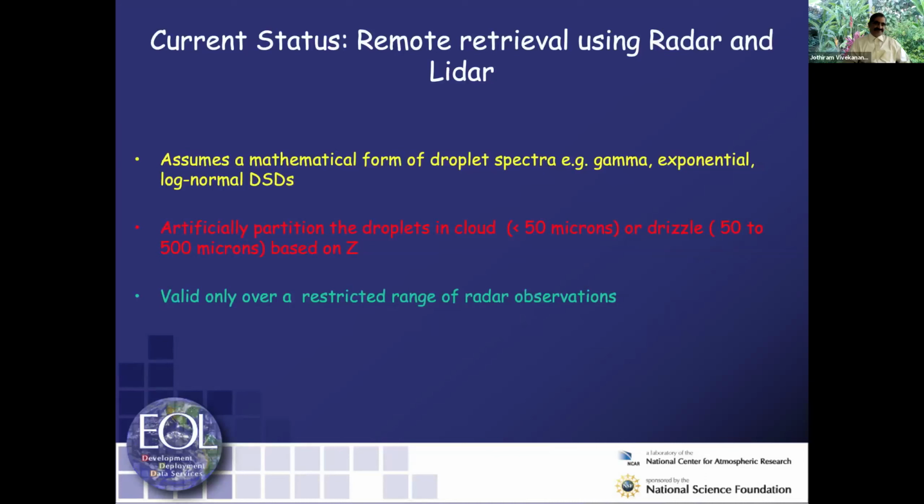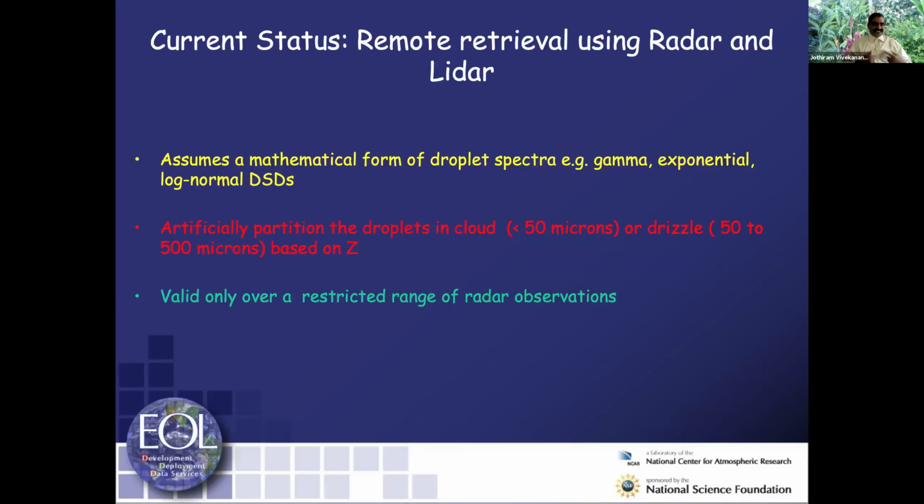In summary, if you look at the current literature, it assumes a mathematical form for the droplet spectra, the gamma or exponential, like that. With that, they build the models. Then artificially, they have to partition the droplets in the cloud, at 50 micron or greater than 50 micron, based on dBz measurement, which is not that easy to do in practice. Then also, those retrieval techniques are valid only for a restricted range of radar measurements.